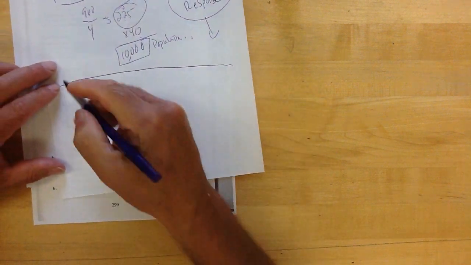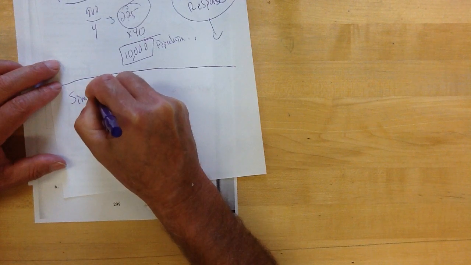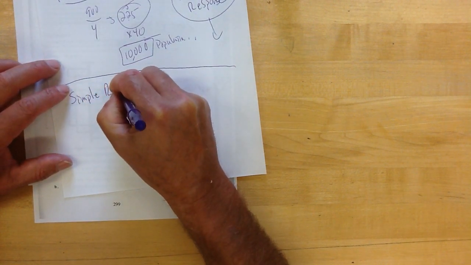Okay, so then the next kind, and this is like the gold standard kind of sample.